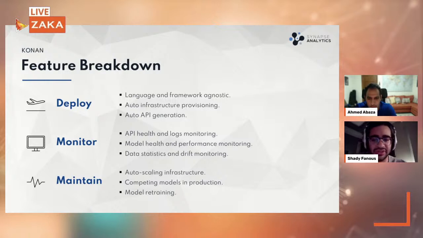What Konan does is allow you to deploy any model. It's language and framework agnostic. If you want to deploy something written in Python or TensorFlow, you can do that. If you want to deploy something written in MATLAB, you can do that as well. We also take off the load of provisioning infrastructure. If you deploy a model through Konan, it automatically provisions the necessary infrastructure for you and hosts the model on it. We also automatically create any API integrations you need. For example, we create RESTful documentation that you can give to your clients, internal or external, so they can easily integrate with the model.